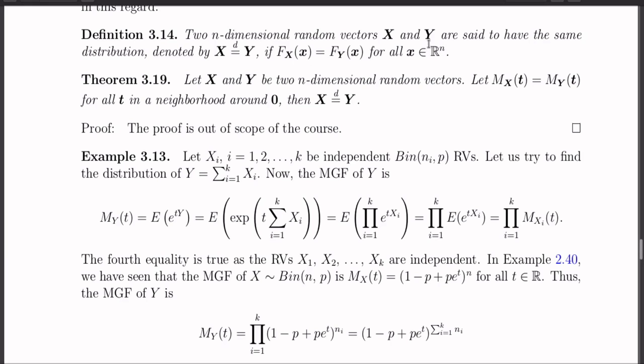If for all points in R^n, the joint cumulative distribution function of x is same as the joint cumulative distribution function of y, we say that x and y are same in distribution, or x and y have same distribution. And then the next theorem says that if the moment generating functions are same in a neighborhood around the point 0, then x and y have same distribution.